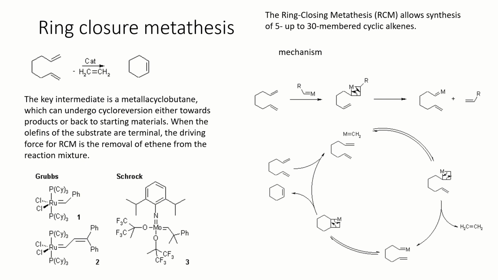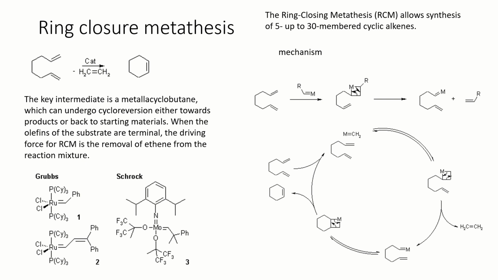And in this type of ring closure, if the two alkenes are in the same molecule, then the ring closure occurs in the same molecule. So this type of metathesis can be referred to as intramolecular ring closure metathesis. The key intermediate of this reaction is a metallocyclobutane, and you can see the catalytic cycle here.